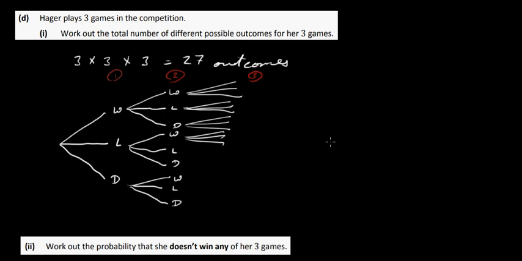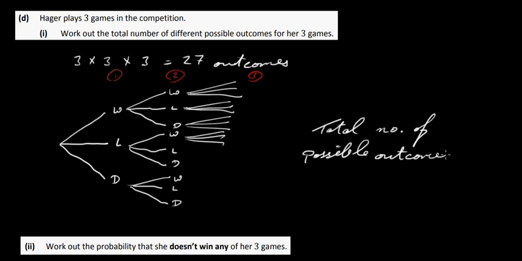So the total number of possible outcomes for her 3 games is 27.